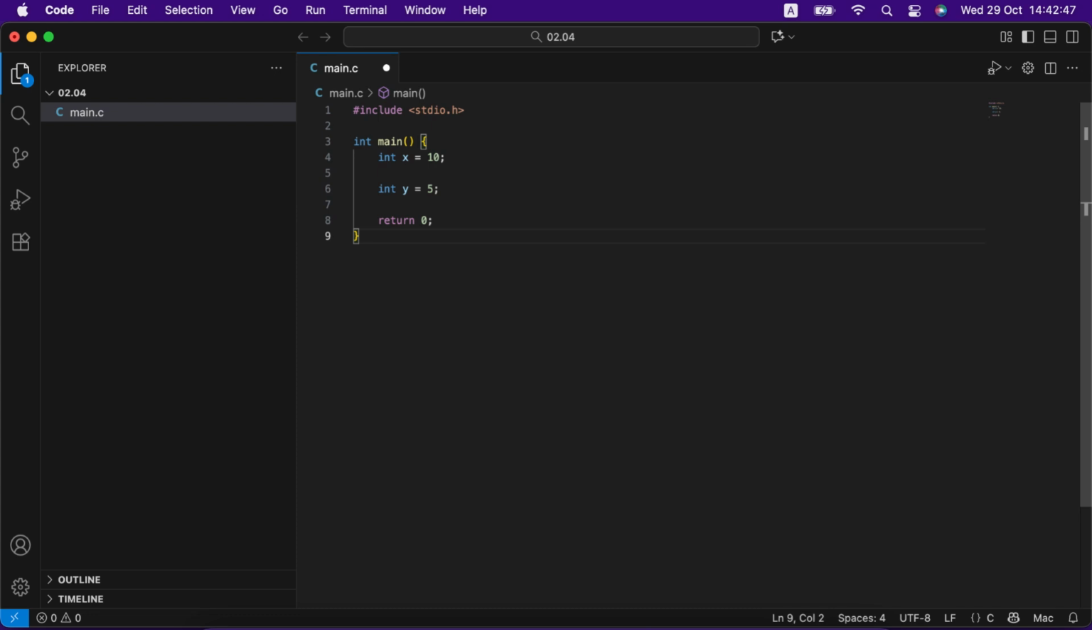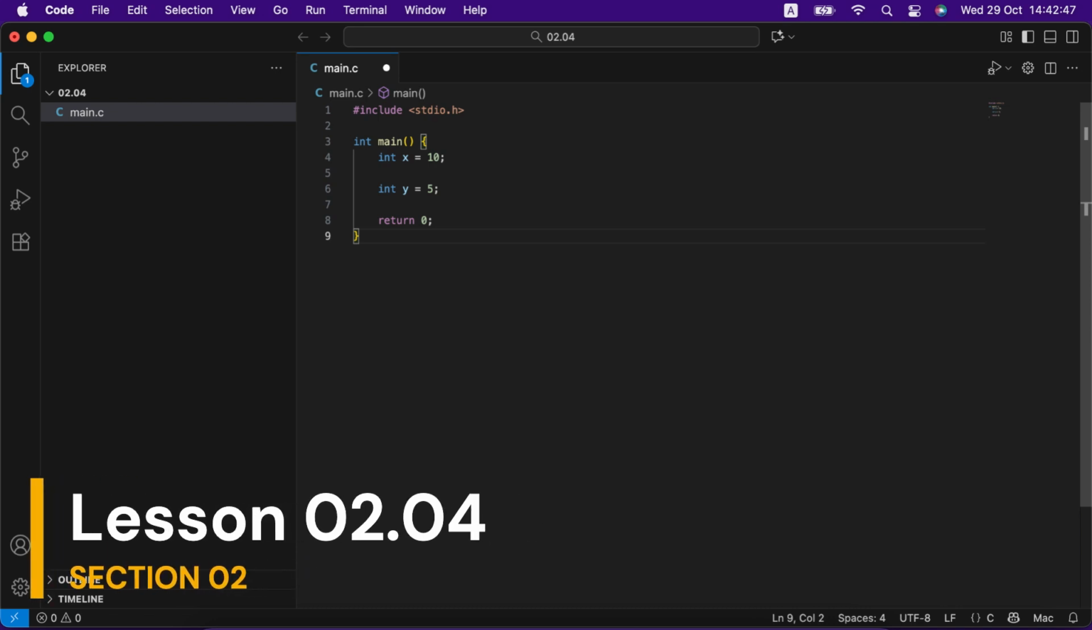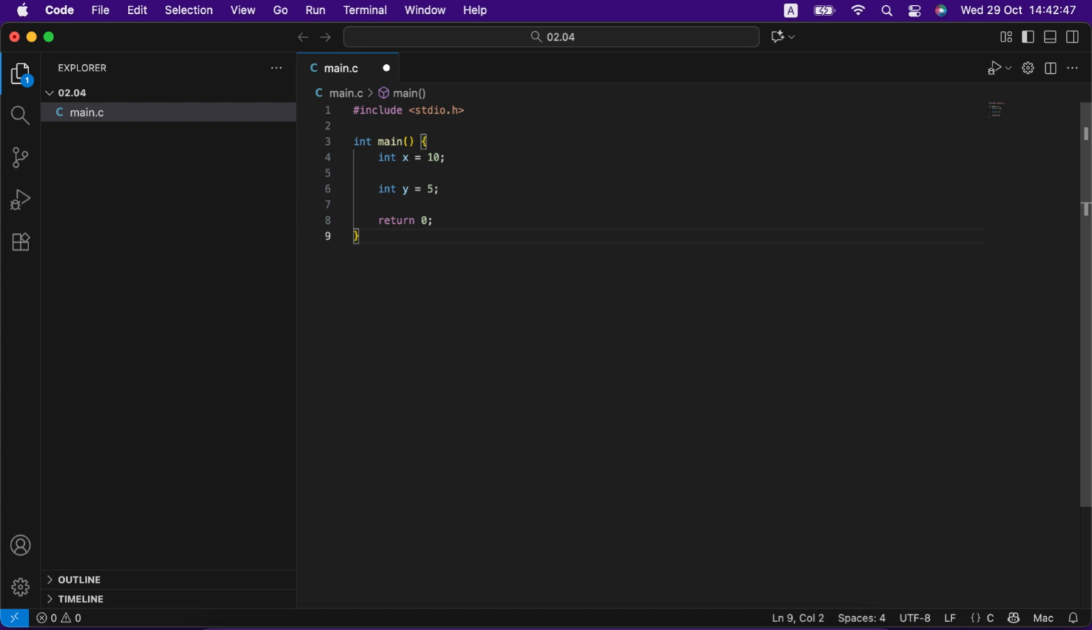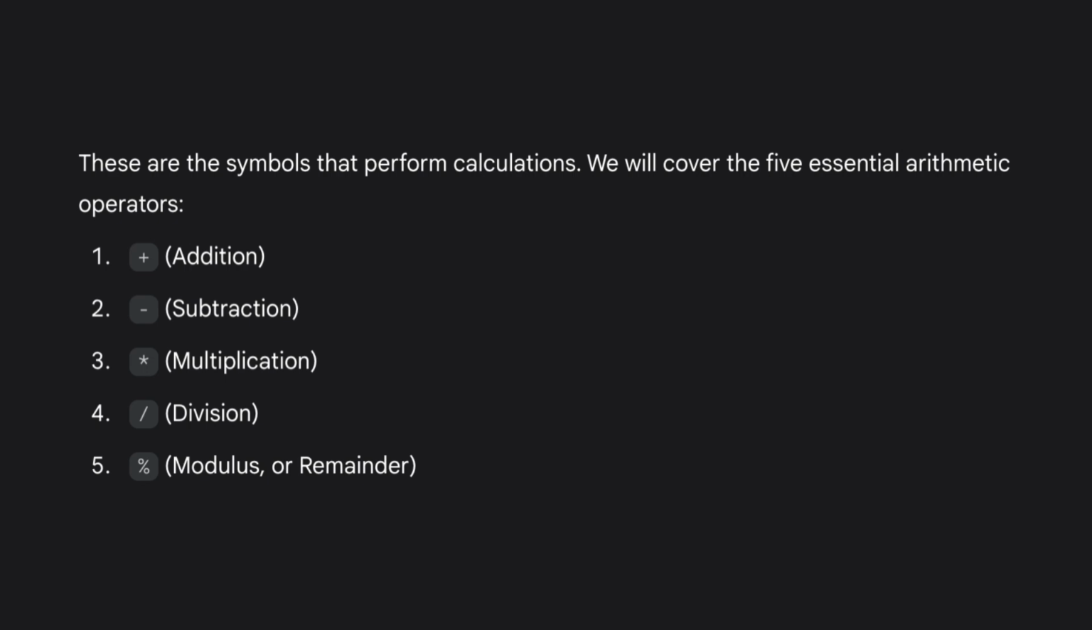To make our programs useful, we need to perform operations. To do that, we need operators. Operators are the action verbs of the C language. Welcome to Lesson 2.04. This is our first of several lessons on operators, and we are starting with the ones you already know from math, arithmetic operators. These are the symbols that perform calculations.